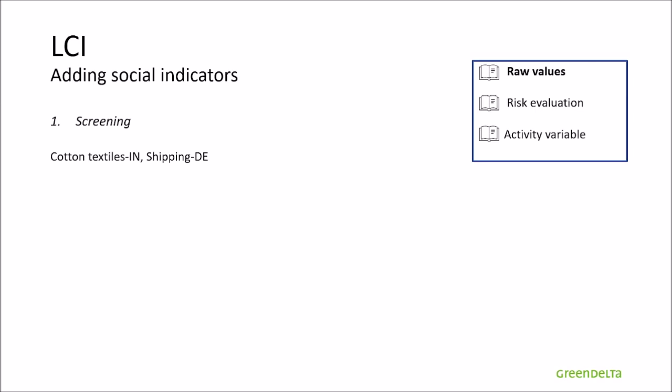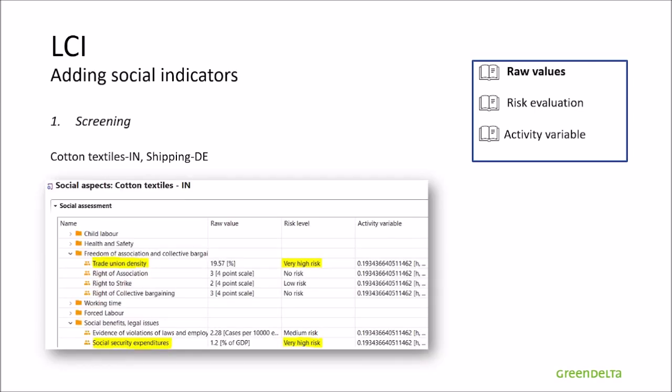Here you have an extract of the social aspects for the sector cotton textile in India. To find this information, you have to open the social aspects tab in OpenLCA on the PSILCA sector that you are interested in. All the indicators that are marked as high risk or very high risk, as you can see here, can be a starting point for your research.